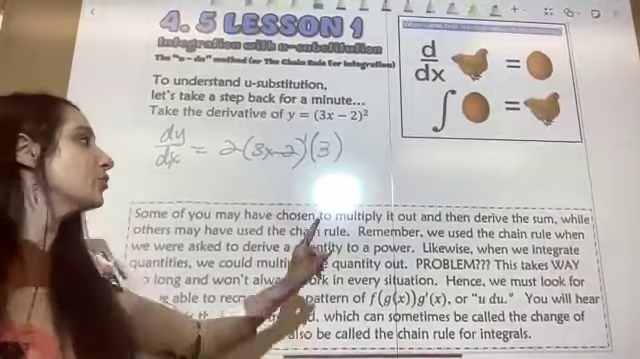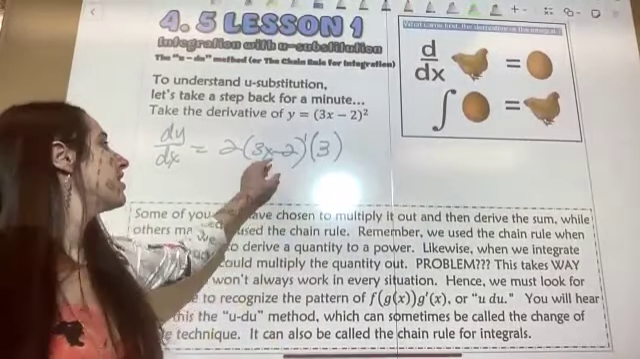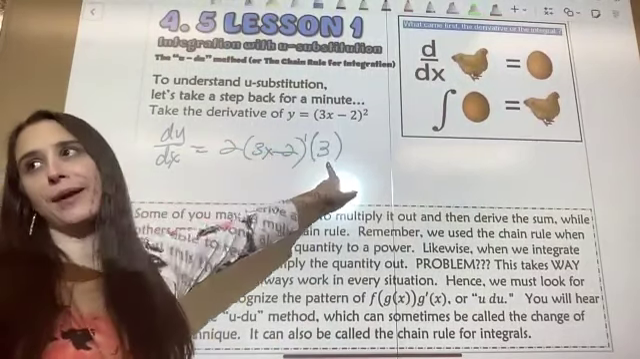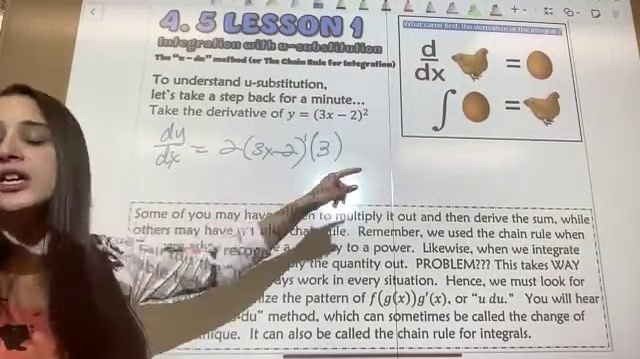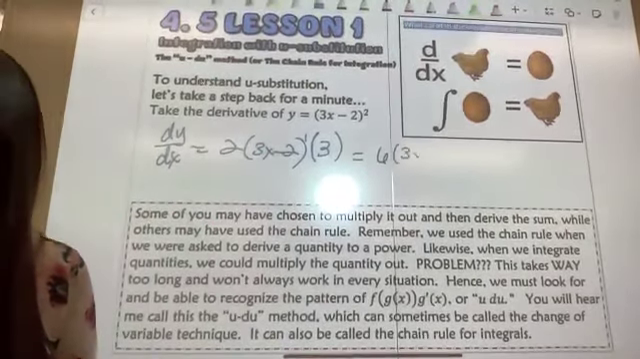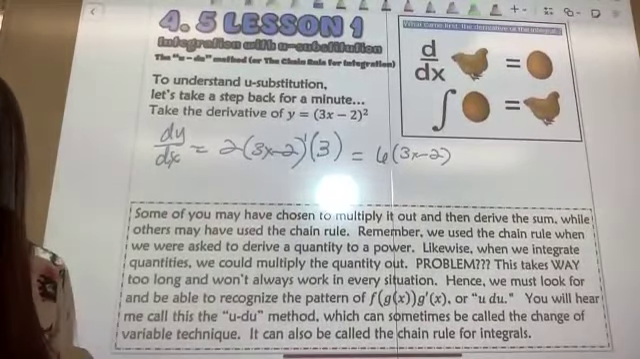Chain rule. Derivative of what's inside, right? It's 2 times u to the n minus 1 u prime, or du. So this is going to be 6 times 3x minus 2. You could distribute, get 18x minus 12.